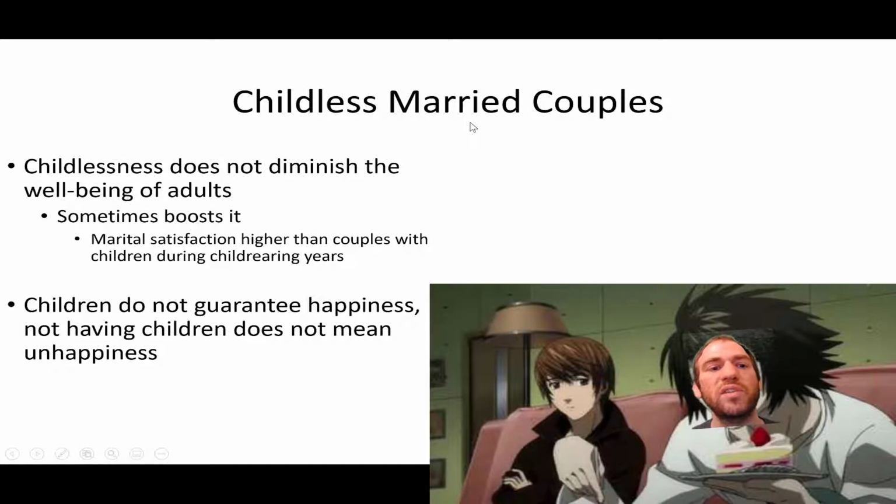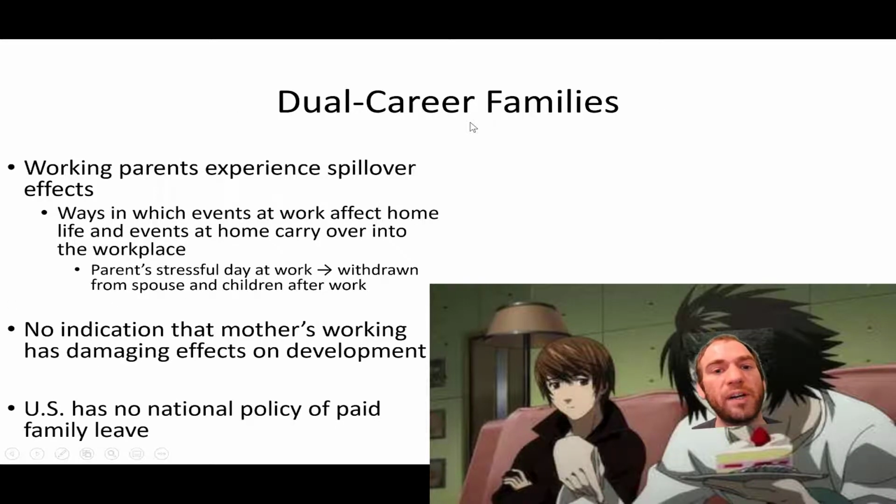Skipping ahead, childlessness does not diminish the well-being of adults. It's sometimes boosted. Marital satisfaction is higher than in couples with children during child-rearing years. However, children do not guarantee happiness, and not having children does not mean unhappiness. Dual career families as adults. Working parents experience spillover effects, ways in which events at work affect home life, and events at home carry over into the workplace. A parent's stressful day at work contributes to being withdrawn from your spouse and children after work. There is no indication that mothers working has a damaging effect on development, but it's important to keep in mind that the U.S. has no national policy of paid family leave.